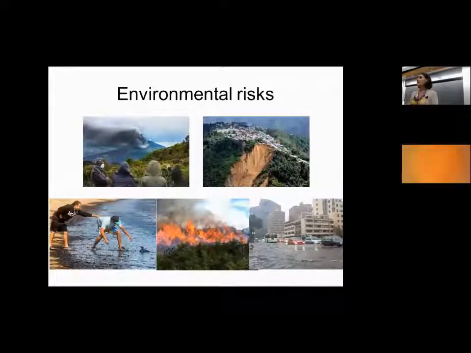Some of them are natural, like a volcano or a landslide. This is something that we often cannot prevent. But some of these environmental risks are anthropogenic, like this oil spill. Others, like fires or flooding, are somehow in between. These are natural, but they are affected by humans.